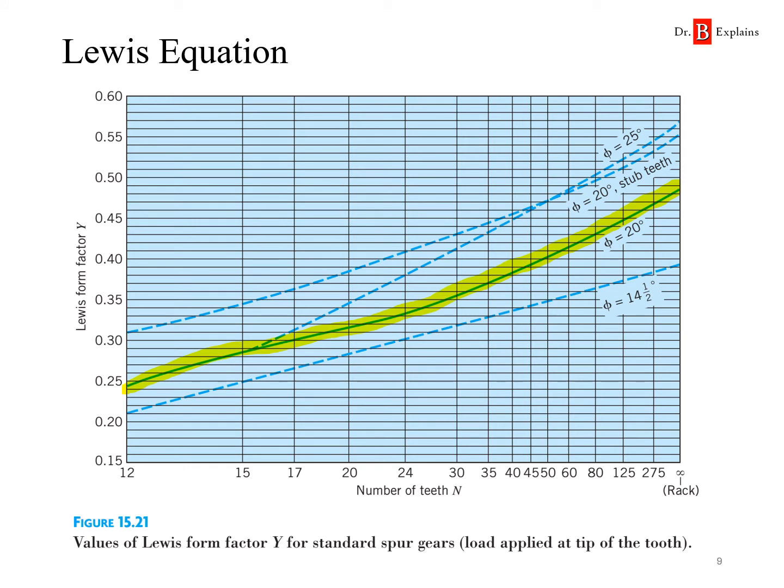Figure 15.21 is where we can get the Lewis form factor or shape factor. It's going to be dependent on the number of teeth over here, and is plotted for various pressure angles. Now I have the pressure angle of 20 highlighted in yellow because usually that is the standard pressure angle. So as we look over here, for example, if you're looking at a gear with an N of 30 or 32, you go up over here, and assuming it's the standard pressure angle of 20, you come this way over here, and you would see that the Lewis form factor is roughly or very close to 0.35.